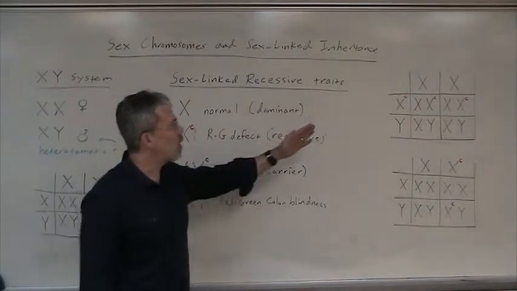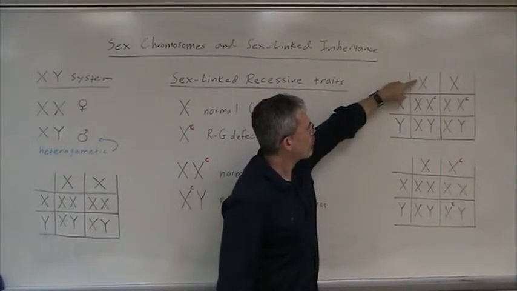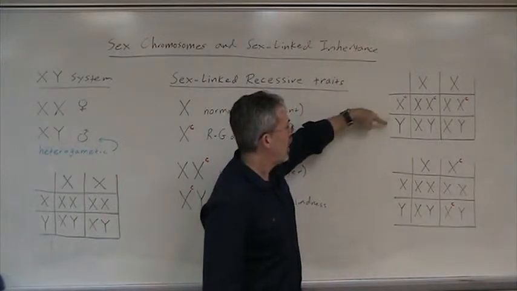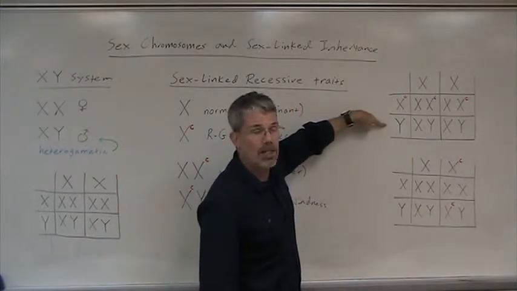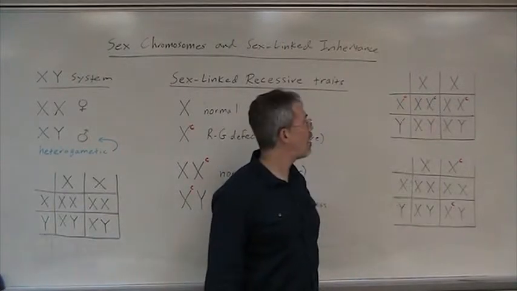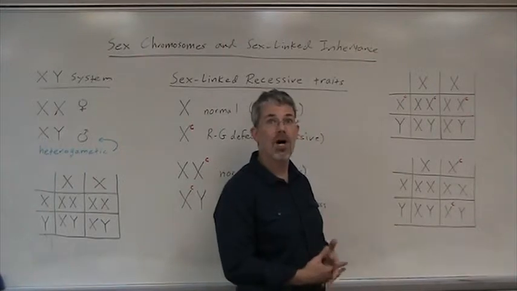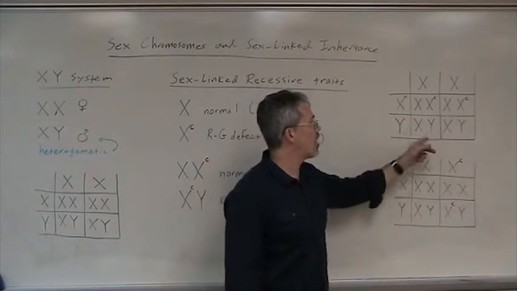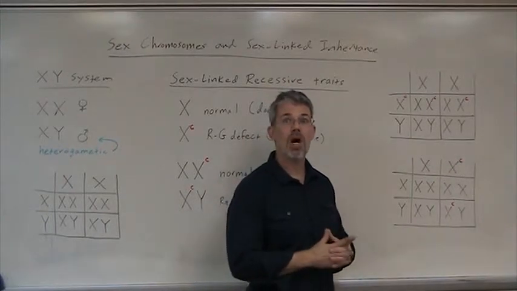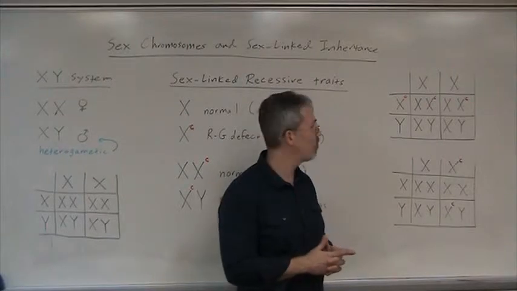Now over with these two Punnett squares, the top Punnett square has a cross between a mother that is not carrying the red-green color blindness allele and a father who has red-green color blindness. If you look at the outcome, none of the children will have red-green color blindness, although all of the daughters will be carriers of the gene, and none of the sons will have red-green color blindness. Sons do not inherit the gene from their father. They get their Y chromosome from their father.